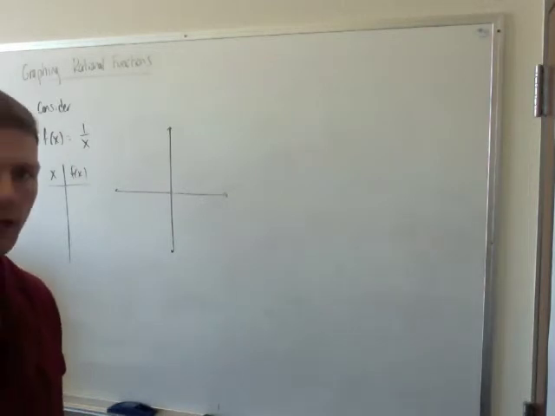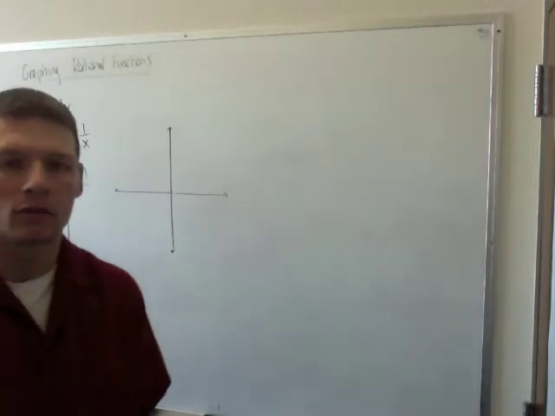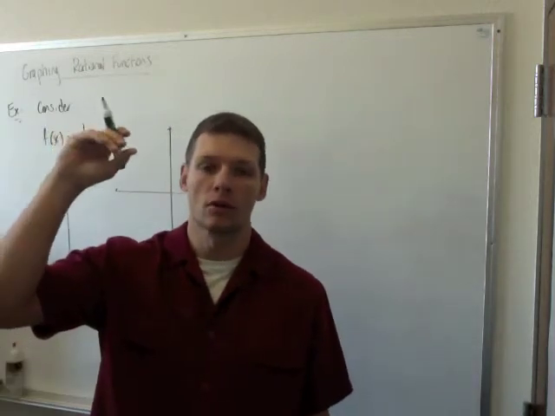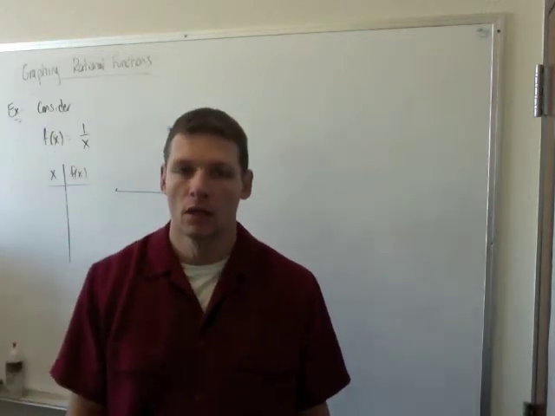Okay, 3.7 in the text. We're going to start talking about graphing rational functions. Rational functions are fractions where the numerator and denominator are both polynomials. Okay, so that's what we're going to work on.